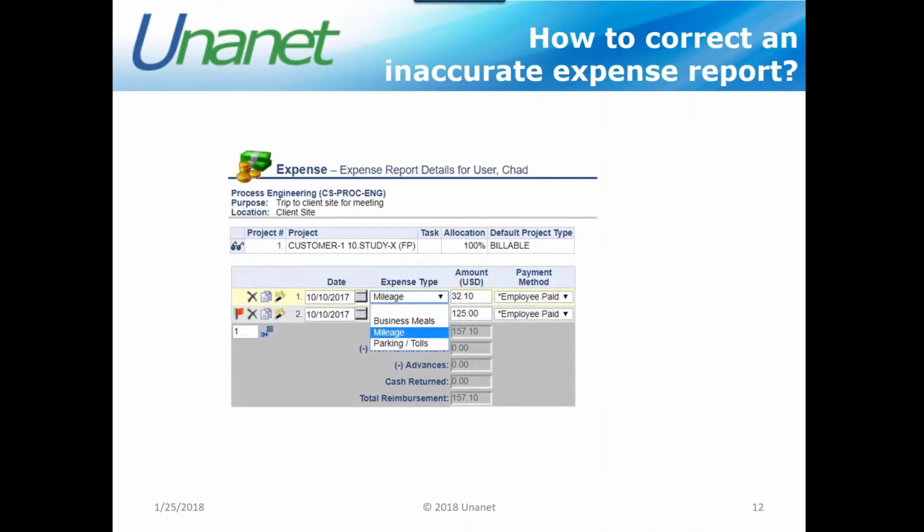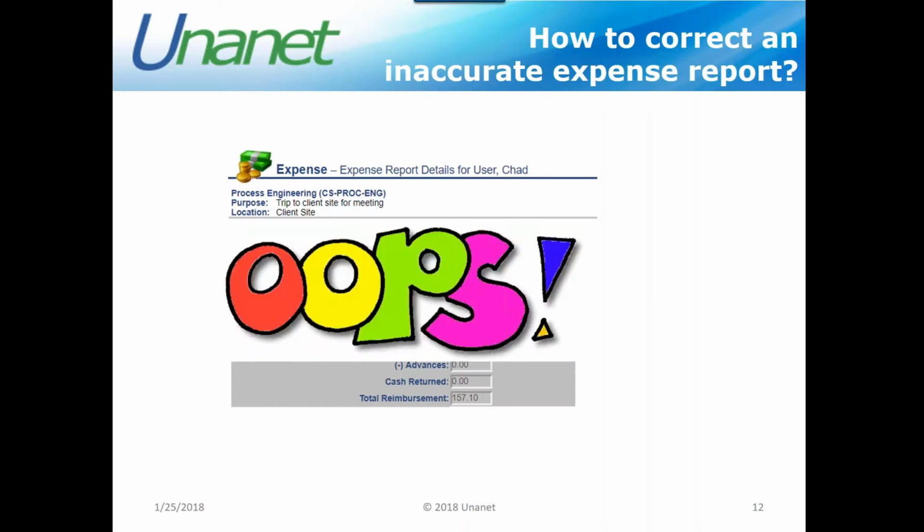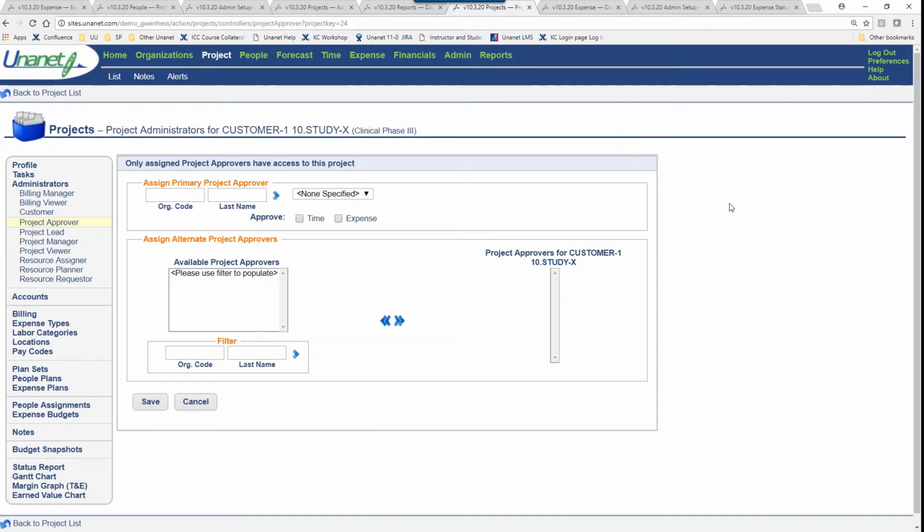Now, how do we correct an inaccurate expense report? From time to time, we go in and things aren't correct, and oops, I need to update it. Well, let's talk about that. We know that when we are doing timesheets, if we think back to a timesheet, if a timesheet has gone into a locked or extracted status, we do an adjustment. No such animal really exists for expense reports.